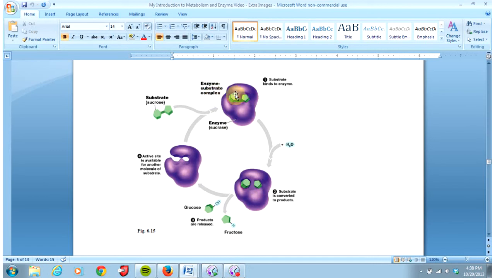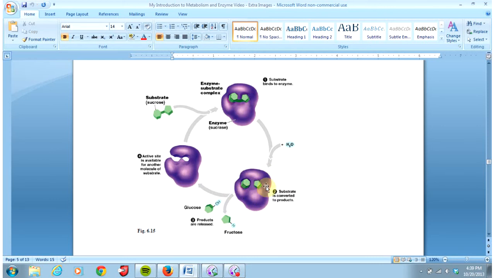And then somehow, the enzyme is going to facilitate the breaking apart of glucose and fructose. In this case, notice that we're adding a water molecule. That indicates that this is the hydrolysis of sucrose, or the breaking down of sucrose using water. Now that could happen on its own, but it's going to happen much more quickly with the enzyme sucrase.